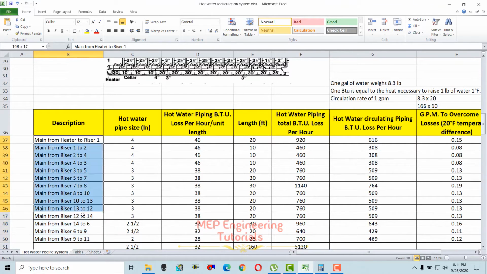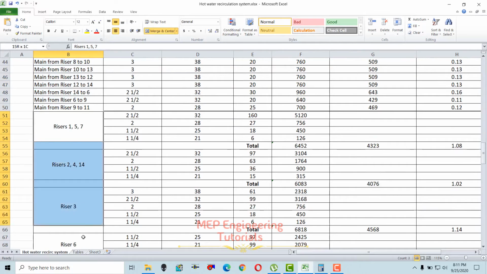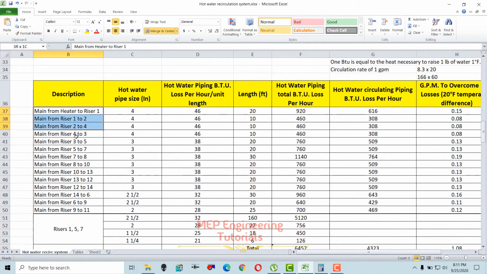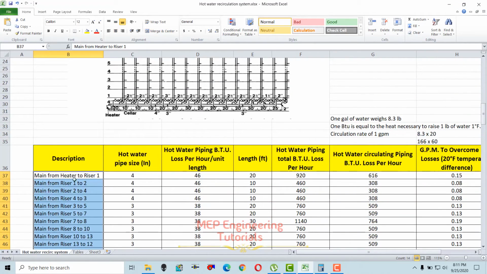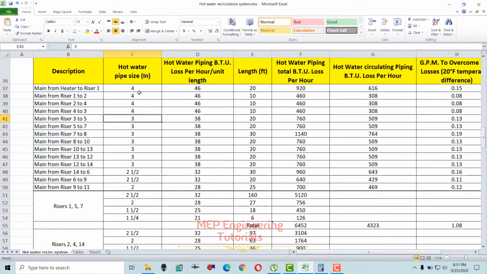So I have to write all the risers here, and the main also. These are the risers, and this is the main, from one riser to another riser. That means this is the horizontal pipe. You can see this is the horizontal pipe for recirculation.